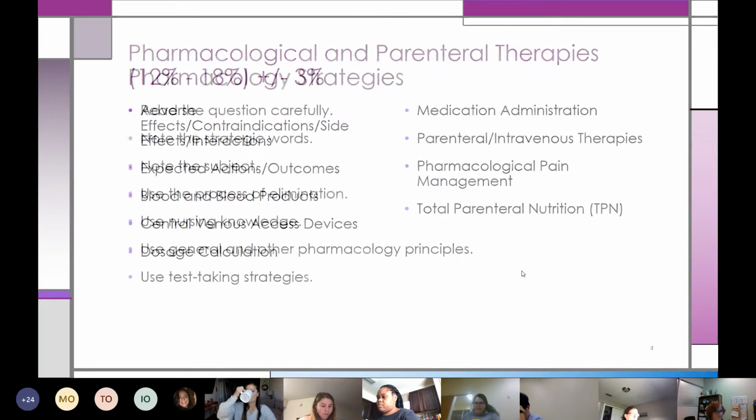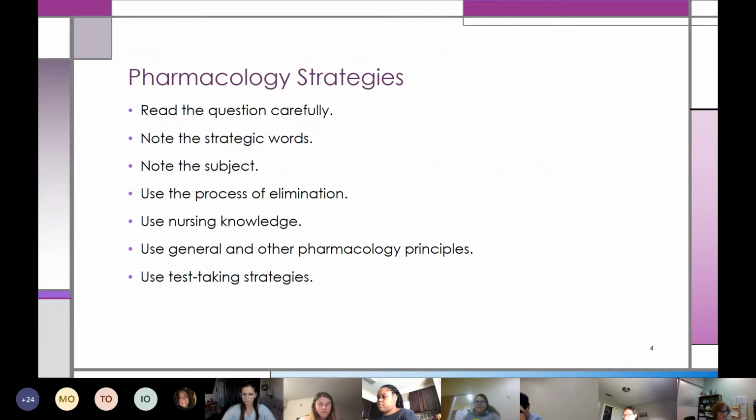pharm information. So for the pharmacology strategies, these are the things that you probably know already, and you can apply these for all of your questions, but I put them up here just as a reminder that you can do this even with pharmacology questions. You're going to read the question, you're going to look at those strategic words, and always ask yourself, what is the subject of this little scenario that I've been given? Who is my client? Is it a person? Is it a community? Who is the person involved there?